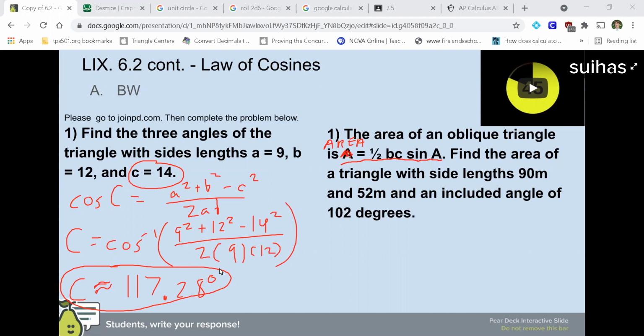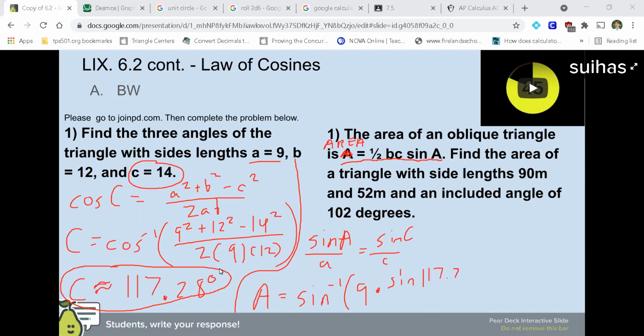Law of sines. You could actually use the law of cosines again if you want, but I think that's more work than the law of sines. For the law of sines, let's do A first. We'll do the sine of A over A equals the sine of C over C, which means A is equal to the sine inverse of side A, 9, times the sine of C over C. So times the sine of 117.28 degrees over 14.